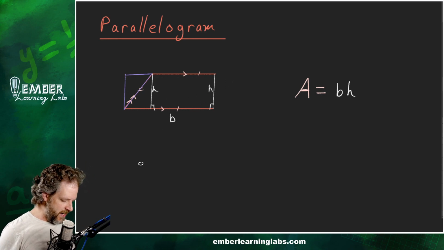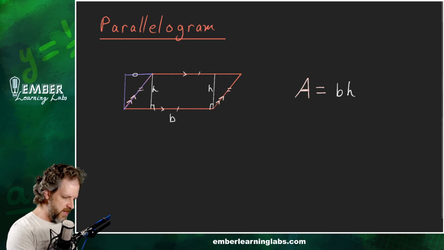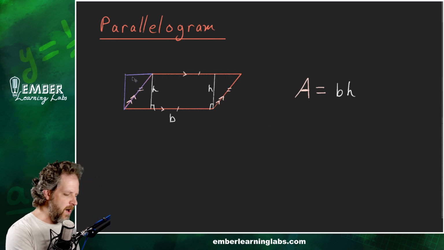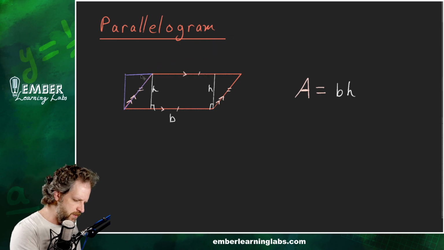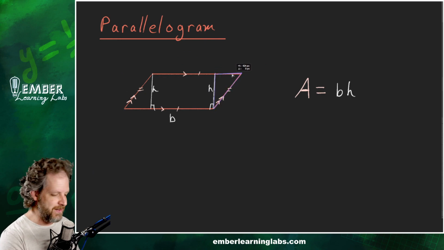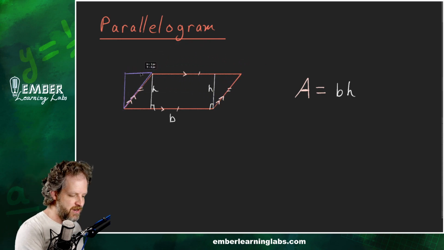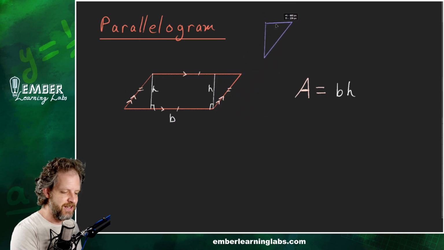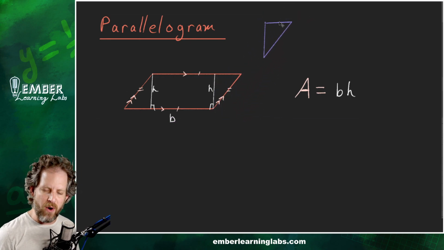And so that is kind of why this works, right? That's kind of why we can do that. It's because if we do a little surgery, we're essentially turning it into this rectangle. So that's why this formula works. And so I'm going to leave this as a symbol of why this formula works.